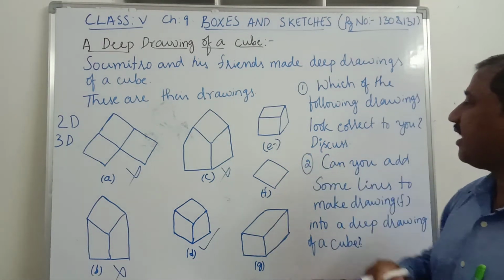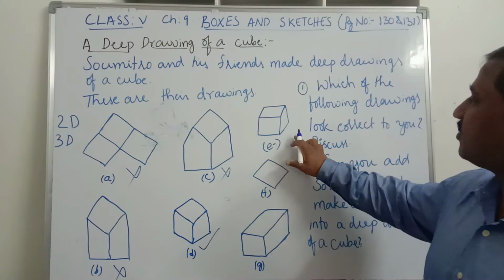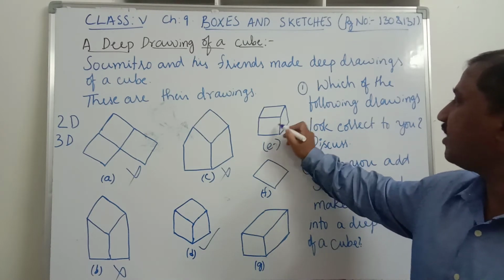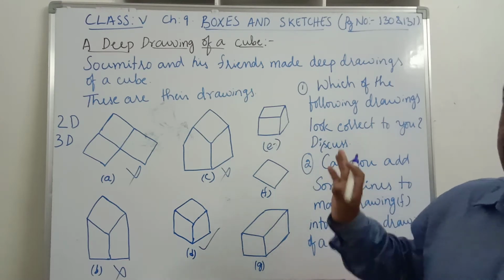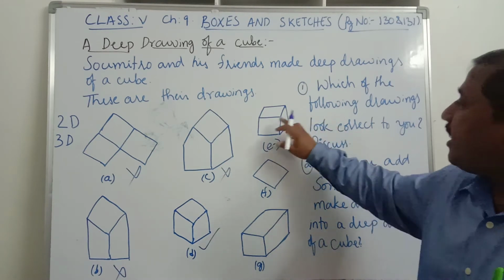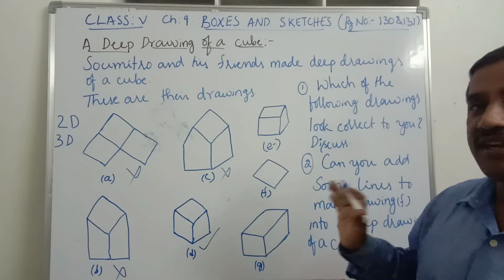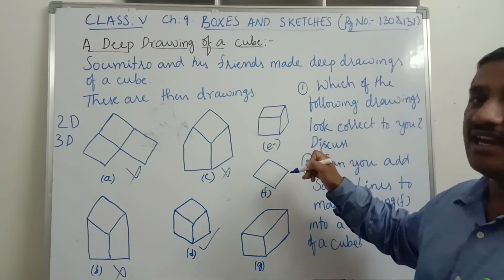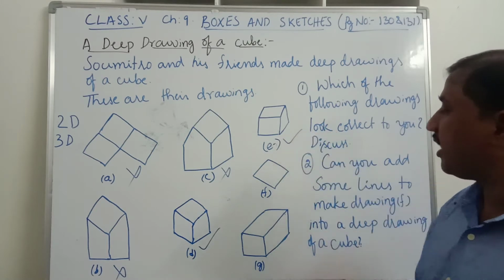Next, come to figure E. If you observe this one also, this is the length, height, and this is the width. If you observe all these faces, this is a 3-dimensional figure. It is also having square shaped faces and all the lengths of the edges are equal in length. Therefore, this is also a cube.